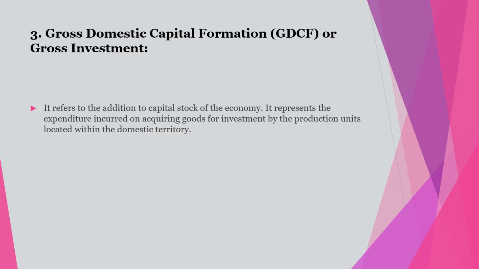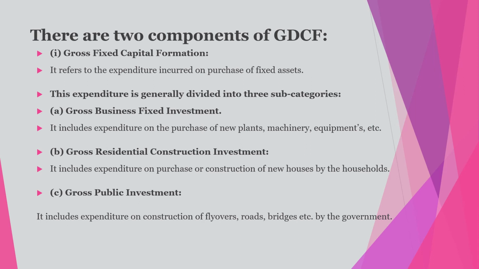What is the meaning of gross domestic capital formation? It refers to the addition to the capital stock of the economy. It represents the expenditure incurred on acquiring goods for investment by producing units located within the domestic territory. There are two components of GDCF. First, gross fixed capital formation plus change in inventory. Gross fixed capital formation refers to the expenditure incurred on purchase of fixed assets.